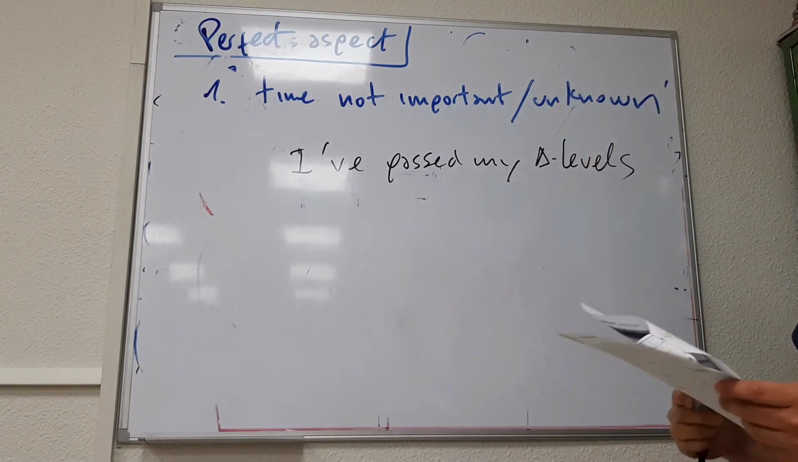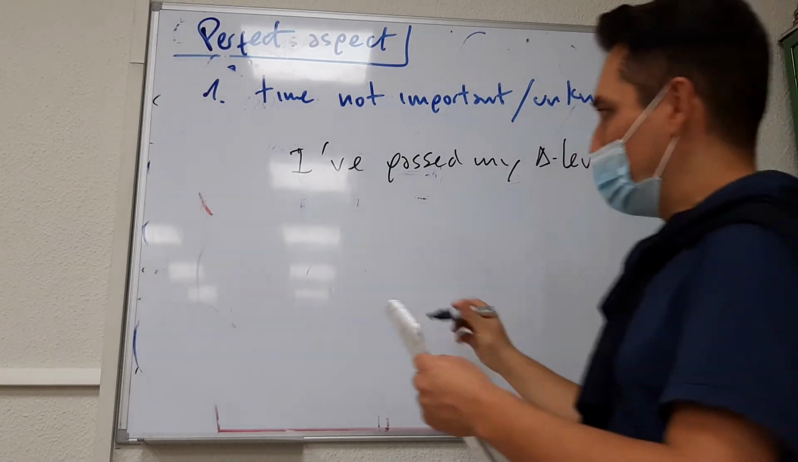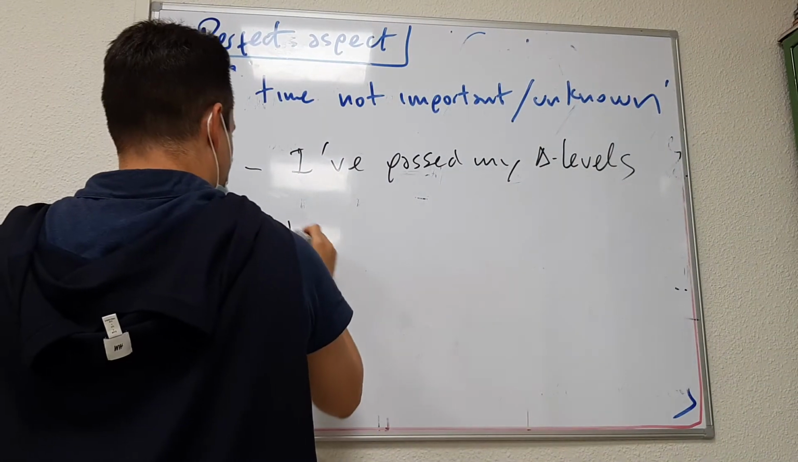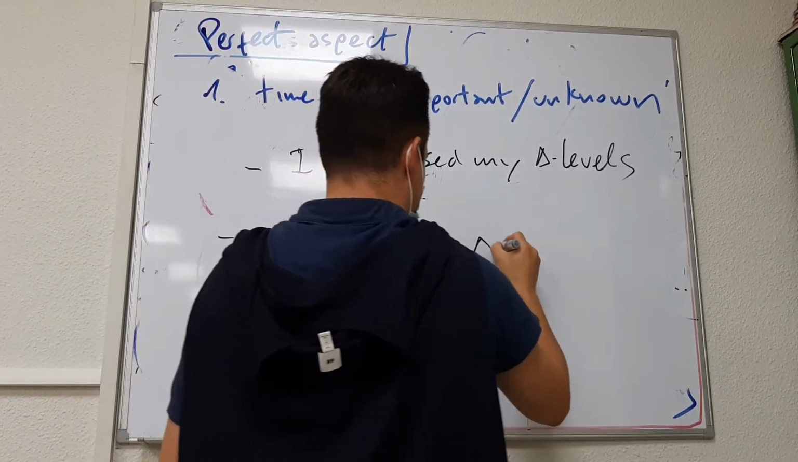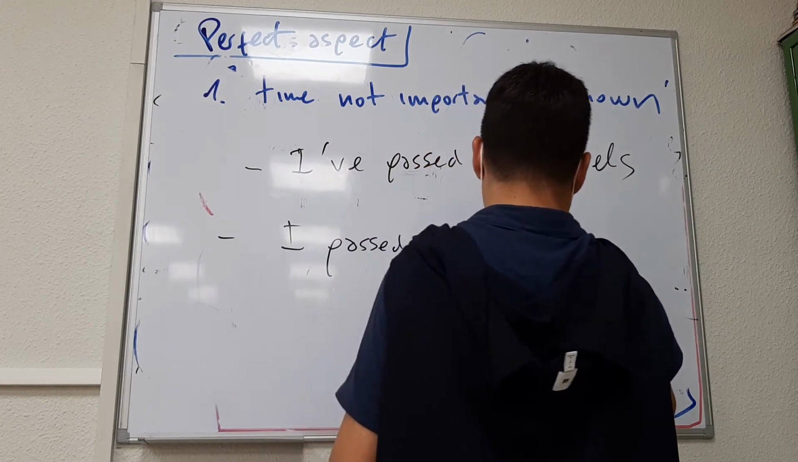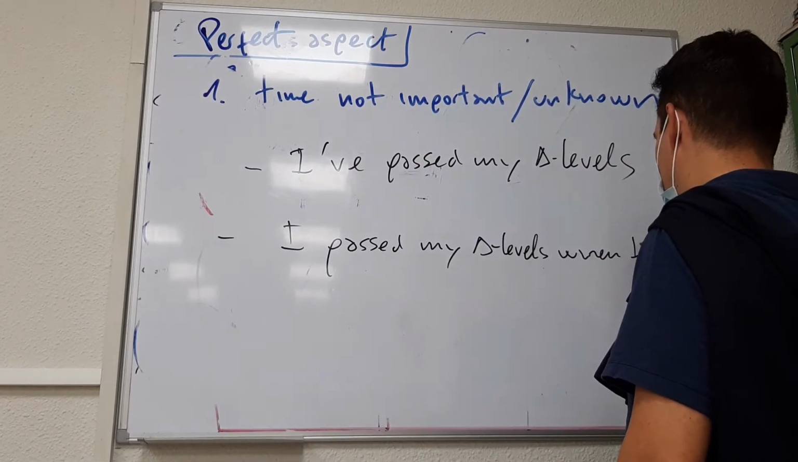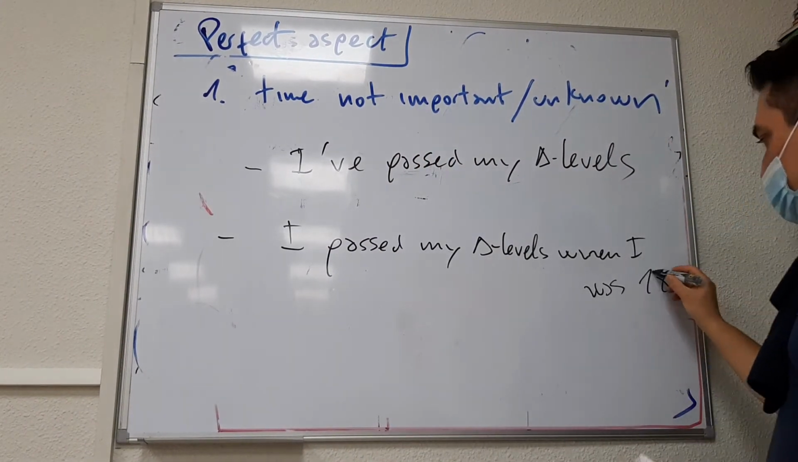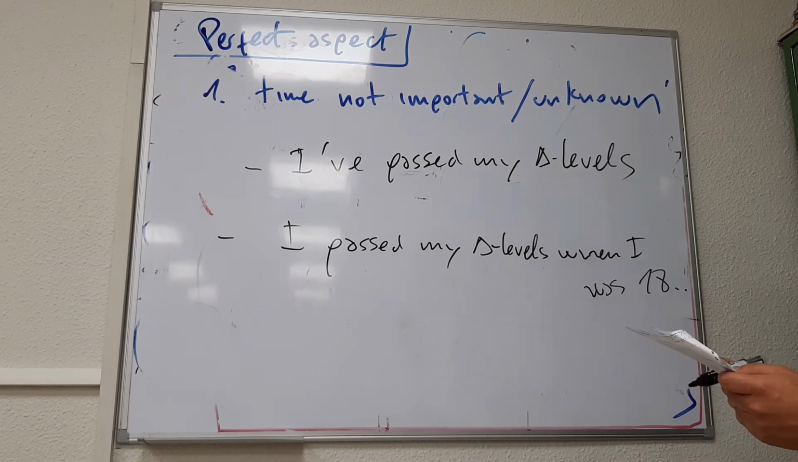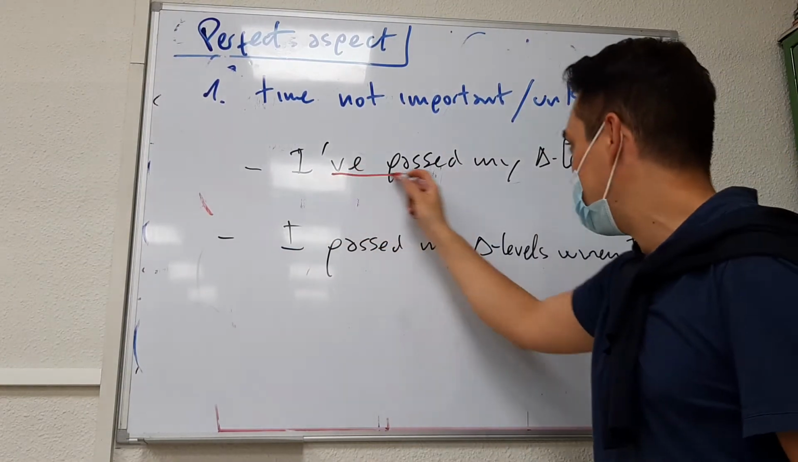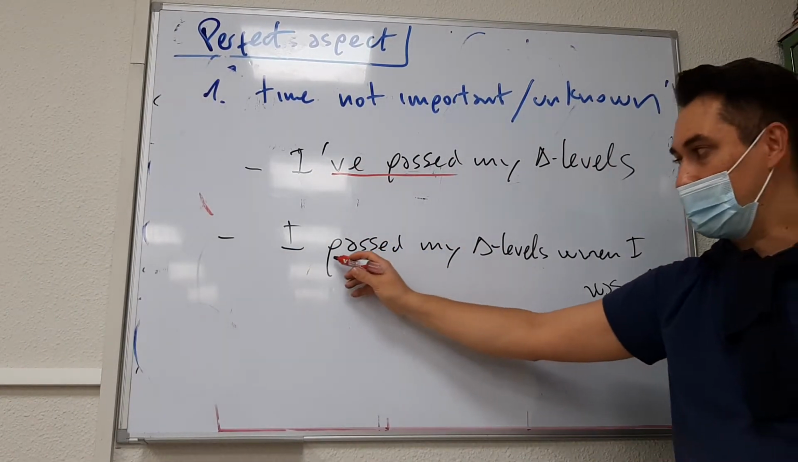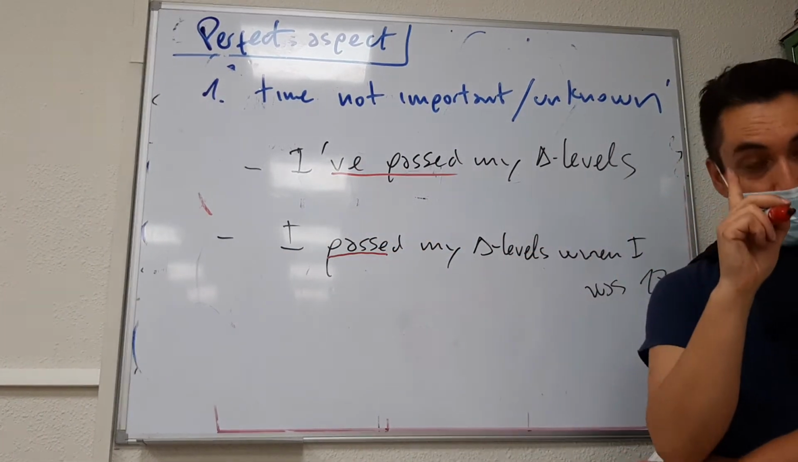I passed my A levels. And I compare it with this other sentence. I passed my A levels when I was 18. Okay, so what is the difference between this sentence, I've passed my A-levels, and this sentence, I passed? Especially in British English.